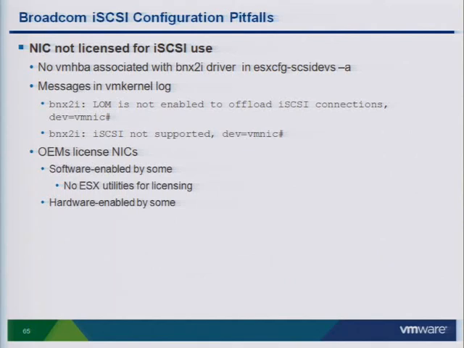You do actually have to license some of the Broadcom iSCSI NICs, and if they are not licensed, the biggest sign will be that you don't actually see a vmhba associated with the Broadcom NIC. In this case, it usually means it's not licensed. You can verify this by looking in the log, and you will see one of these two messages: LAM is not enabled, or iSCSI not supported, and it will give you dev.